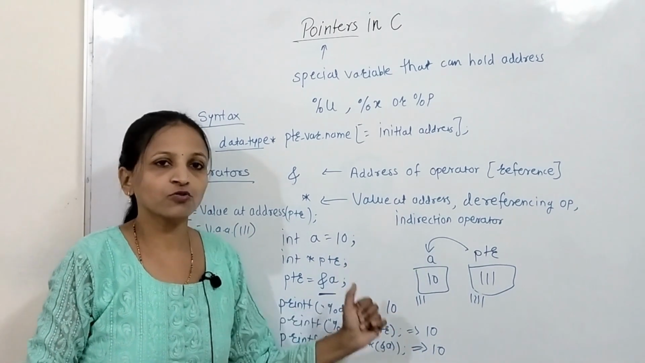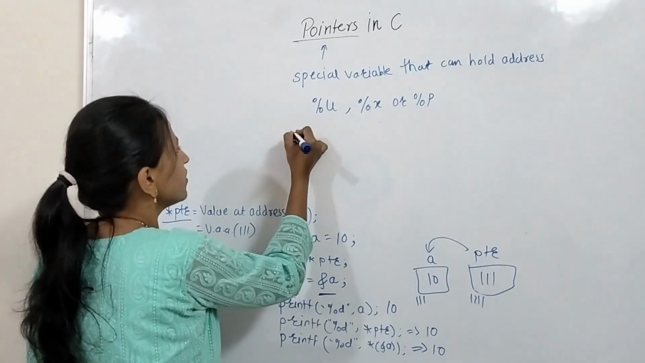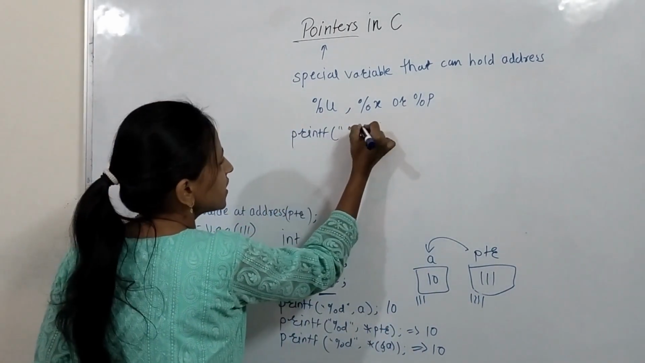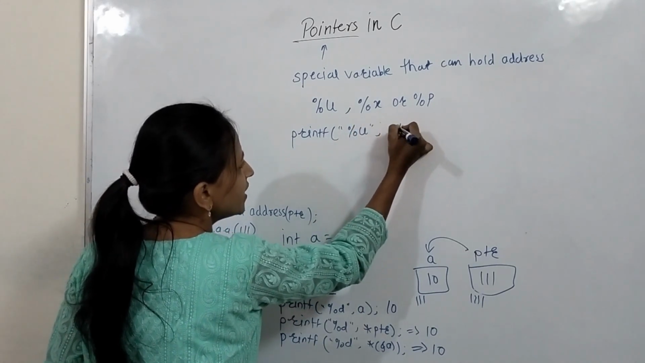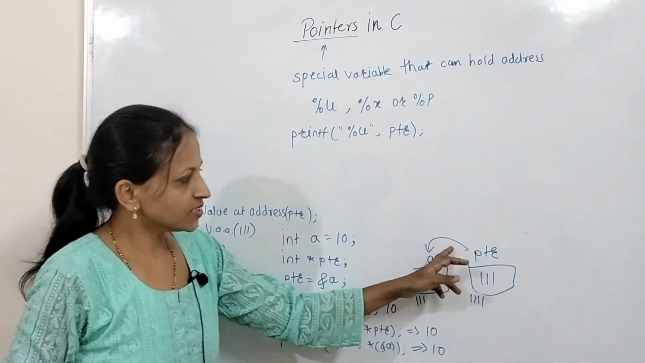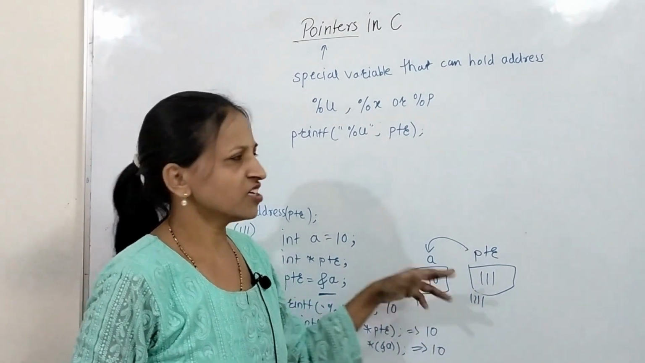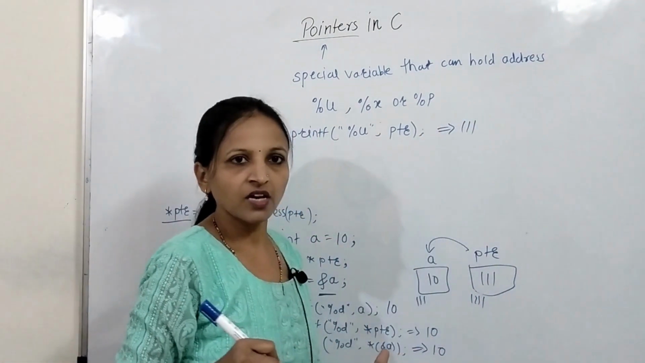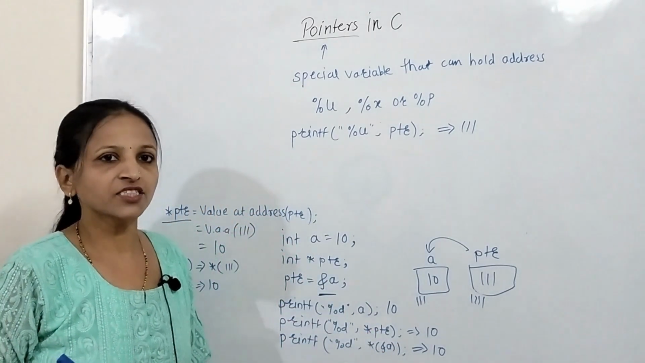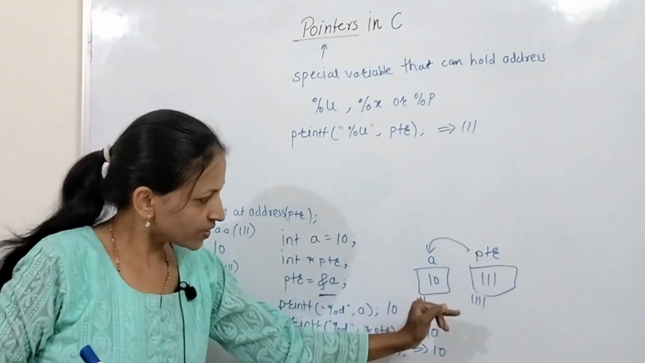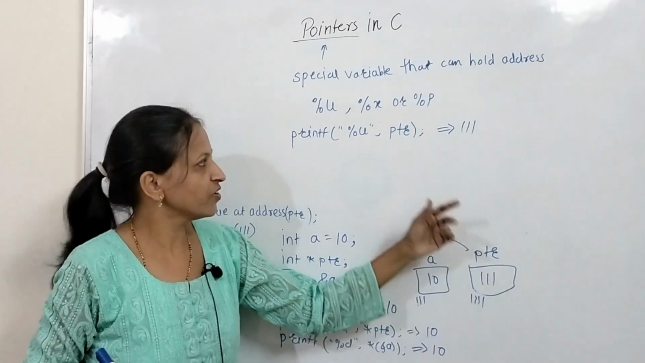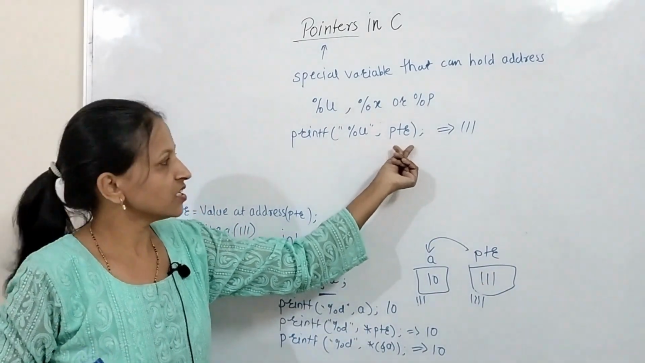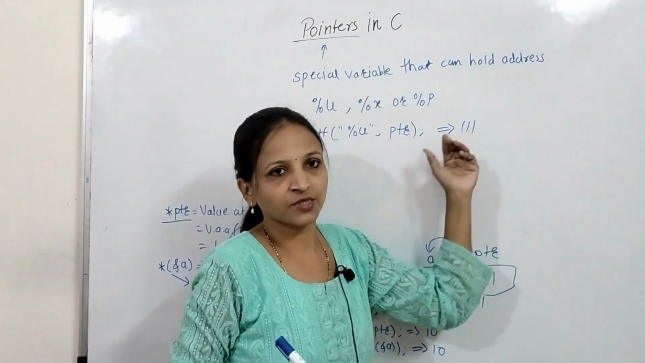How? I am going to explain now. Suppose I have written like this: printf %u comma ptr. See what is inside ptr? 111. It will display just 111 in this way. What is this? This is the address of a, and we have stored that address of a inside ptr. If we display just ptr, then we will get 111.